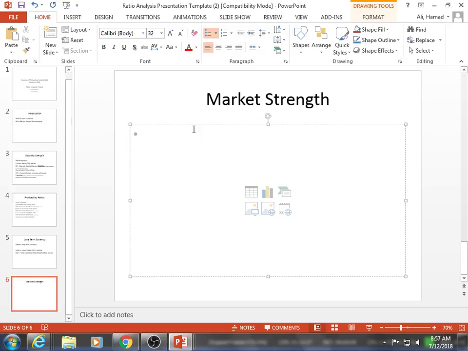What does market strength mean? How strong the market is for your product. Like, how strong your product is in the market, if it sells a lot. What is the reputation of your business in the market? I mean, what you're saying is okay.